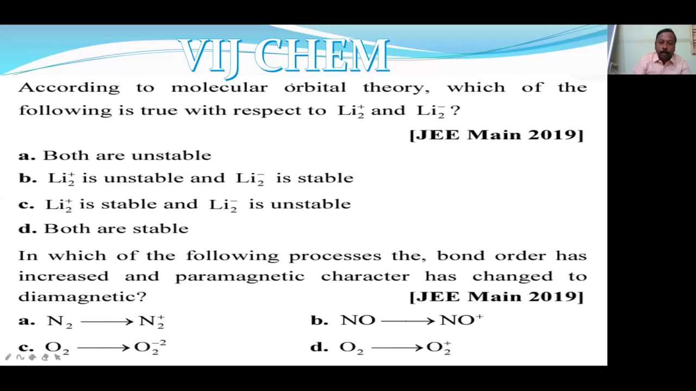Here NO to NO plus, it is changing from para to dia. First we have to check the bond order. Bond order is increased from 2.5 to 3. And paramagnetic nature changed to diamagnetic. It is para, odd electron, and it becomes dia, NO plus, as good as N2 only. So B option is correct. Those who answered B option, they are all correct.